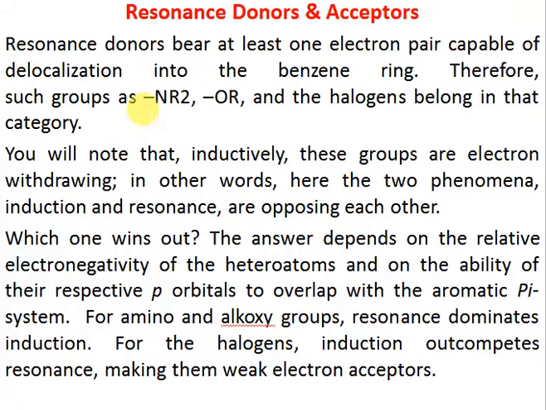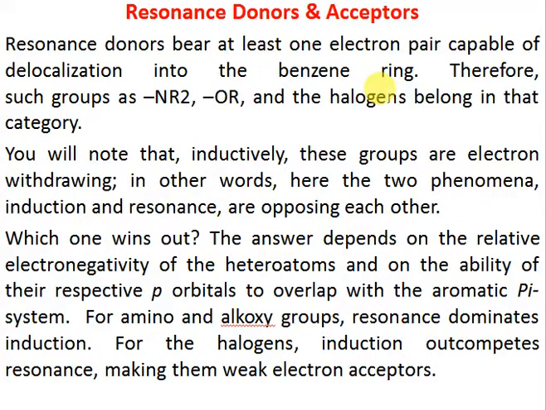So in the previous slide we saw that if heteroatoms such as nitrogen, oxygen or halogen are directly attached to the benzene ring, they withdraw electron density with respect to the inductive effect, but these are donors with respect to the resonance effect, right? So we have two phenomena, inductive effect as well as resonance, and both are opposing each other, right? These are donors with respect to resonance, but they are withdrawing with respect to the inductive effect. So it may come to your mind which effect will dominate, right?